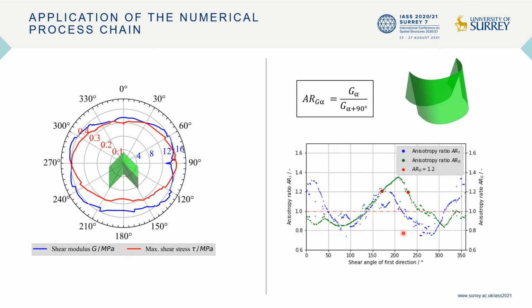And if we now would like to achieve a specific anisotropic ratio like 1.2, we can directly find these 2 points here and see for which shear angle of the first direction we can achieve this anisotropic ratio. The same could be done for isotropic behavior, which is represented by an anisotropic ratio of 1.0, seen here by the red dashed line.